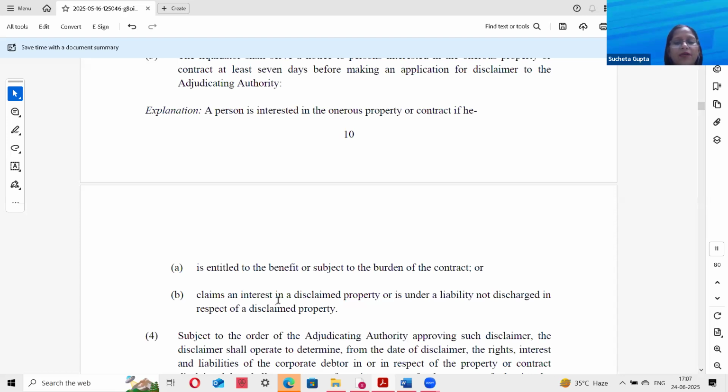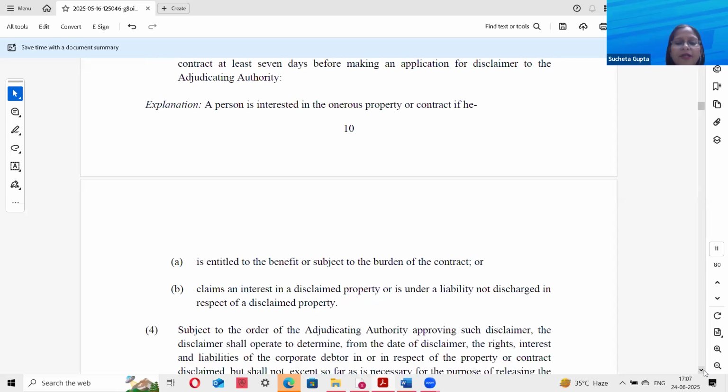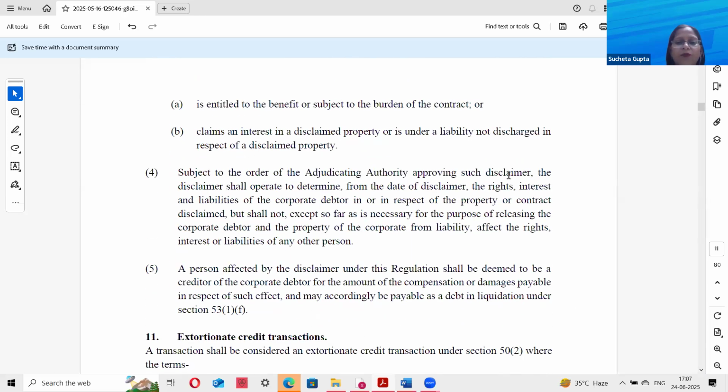Or claims an interest in the disclaimed property or is under a liability not discharged in respect of the disclaimed property. Subject to the order of the adjudicating authority approving such disclaimer, the disclaimer shall operate to determine, from the date of the disclaimer, the rights, interest, and liabilities of the corporate debtor in or in respect of the property or contract disclaimed, but shall not, except so far as necessary for the purpose of releasing the corporate debtor and property of the corporate debtor from liability, affect the right, interest, and liability of any other person.